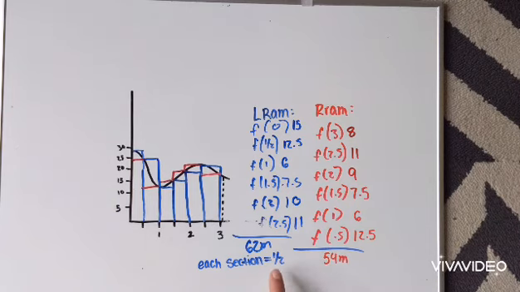So after adding up all the numbers, this is what I got. I got 62 meters for the LRAM and 54 meters for the RRAM. Now you can see that they're a little bit different, however they are pretty close, and the whole point is just estimation, getting as close as you can.